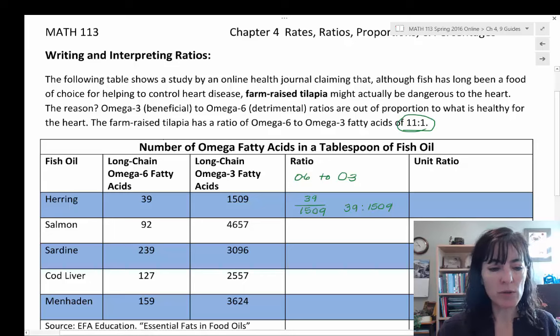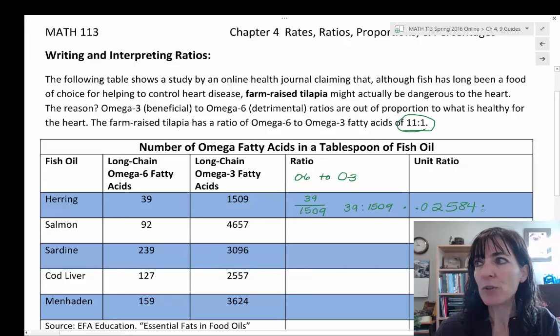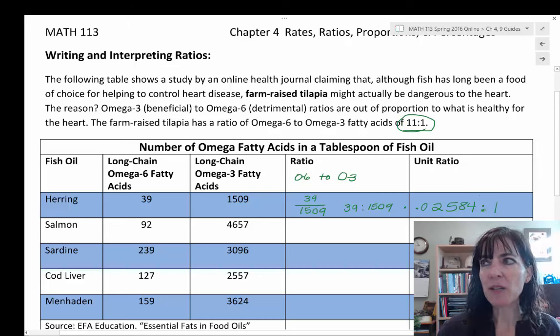and that equals, as a unit rate, 0.0258421. And that's how you do a unit rate when you have a ratio. You just go ahead and divide it like it's a fraction, and then it would be over 1 at this point, and so we just put a 1 as the second part of our ratio.